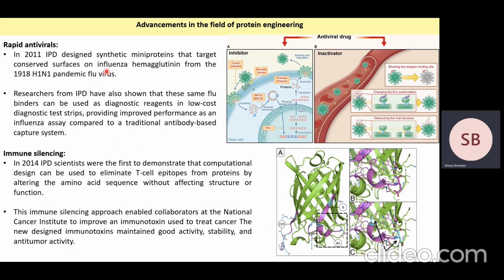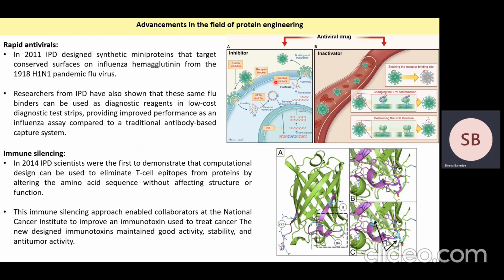In 2011, IPD designed synthetic mini-proteins that target conserved surfaces on influenza hemagglutinin from the 1918 H1N1 pandemic flu virus. Researchers from IPD have shown that these same flu binders can be used as diagnostic reagents in low-cost diagnostic test strips, providing improved performance as an influenza assay compared to a traditional antibody-based capture system.